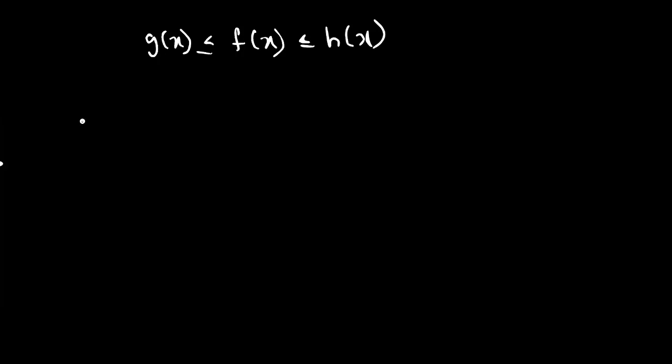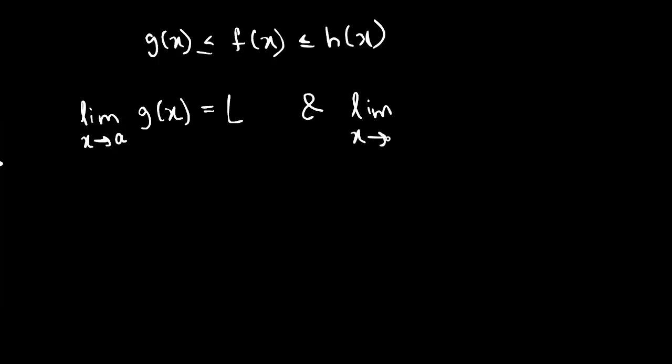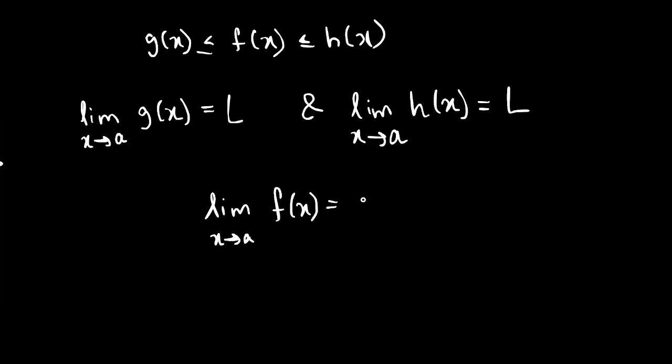So if we find the limit as x approaches some value a of our function g of x, firstly, and we get that this limit is equal to some L. And if we also take the limit as x approaches that same a for our h of x, and this as well is equal to that same value of L, then we can say that the limit as x approaches a of our function f of x must also be equal to L.